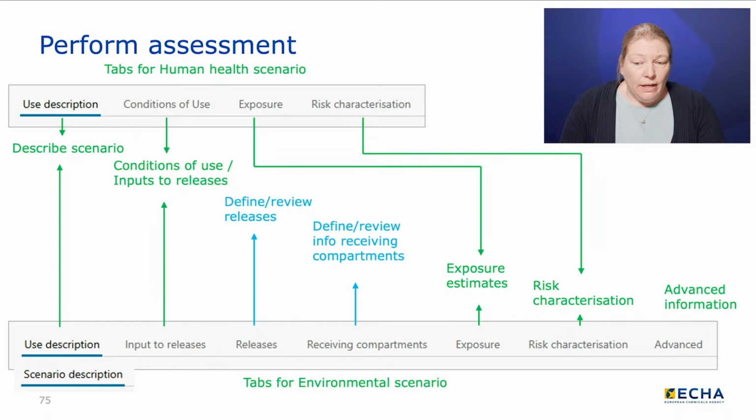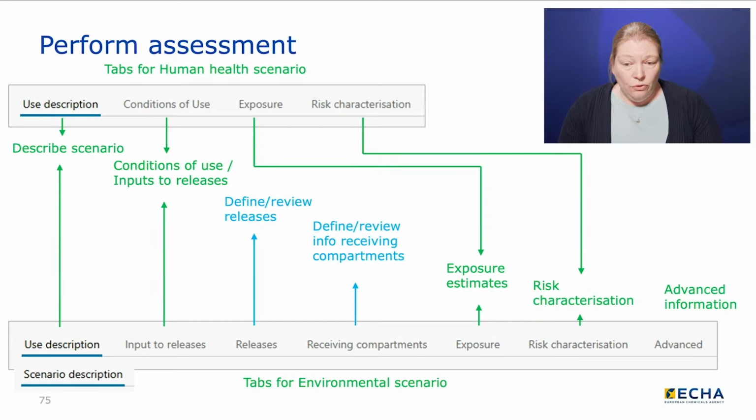There is an extra tab, again, for environment, which is advanced information, which contains some information on extra inputs and outputs. I can also use this slide to tell you a bit more about the main changes in the environmental scenario compared to Chesar 3. And of course, this is only relevant for REACH. The information you see is organized in tabs instead of sections. Many of these tabs would have been in one and the same tab in Chesar 3.